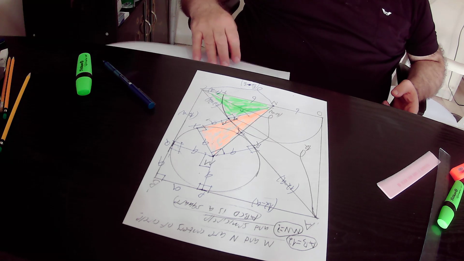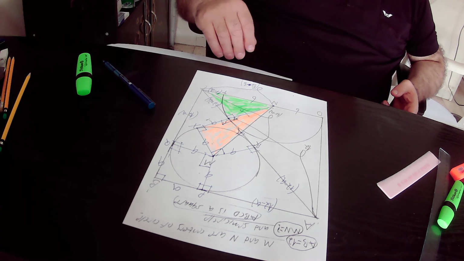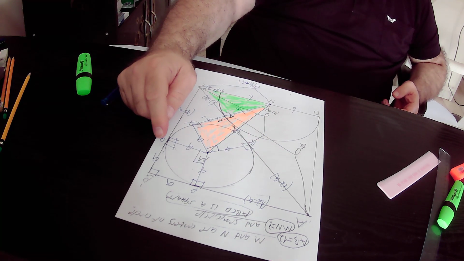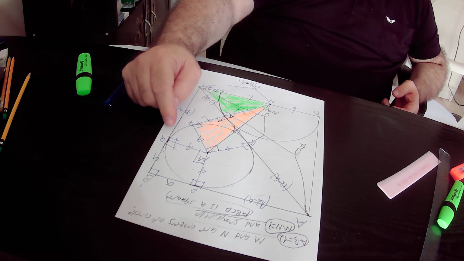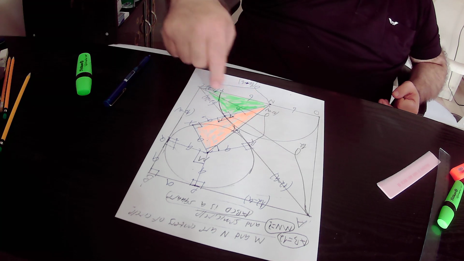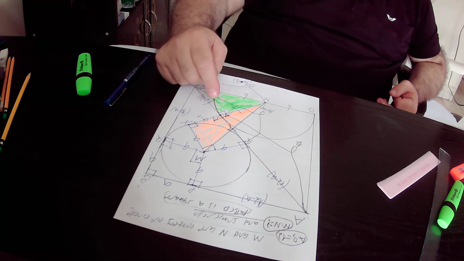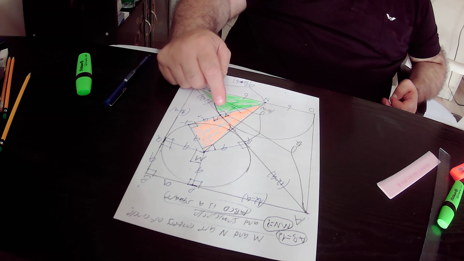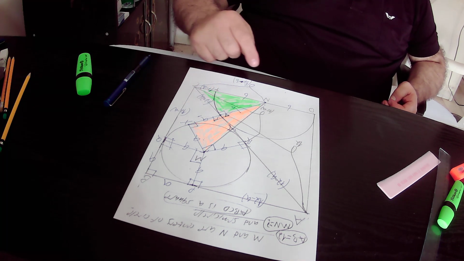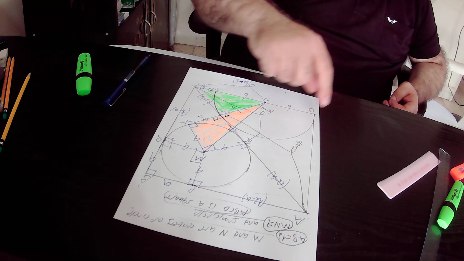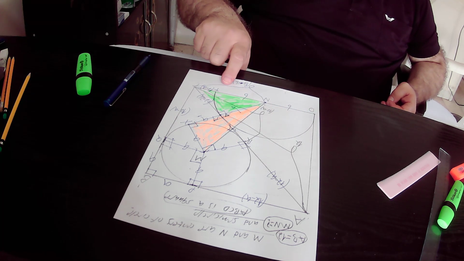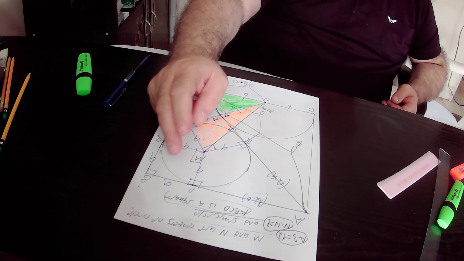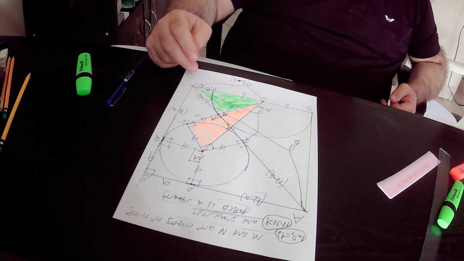So I defined the point of tangency of AB with this circle as point P, and the point of tangency of BC with this circle as point Q. We also defined the point of tangency of AC with this circle as point R, and the point of tangency of AC with the semicircle as point S. We defined the touching point of the semicircle with side DC as point T, and then we defined PB as A. So if PB equals A, then AP will be equal to 12 minus A.